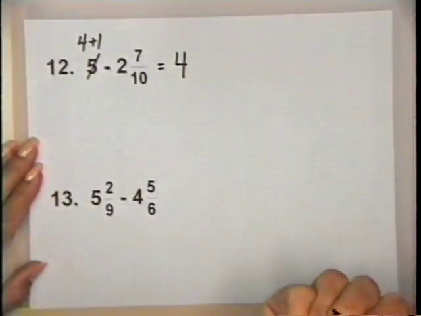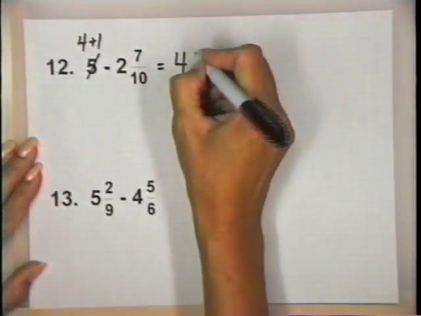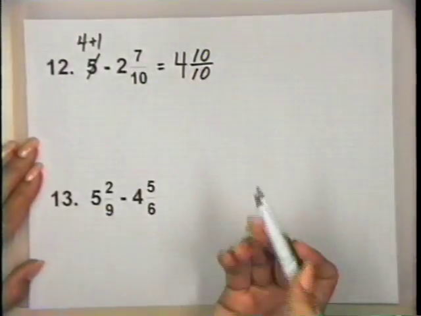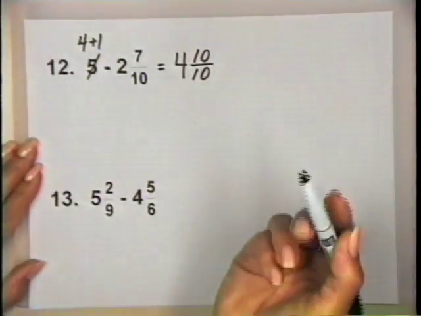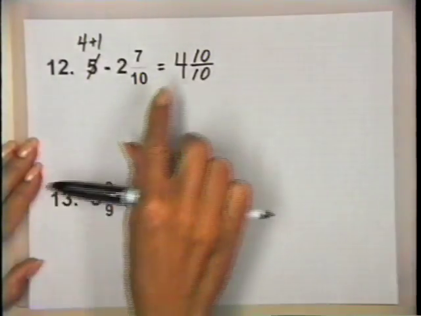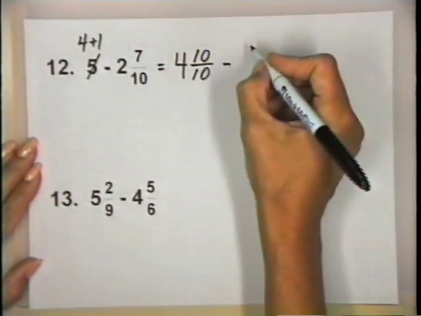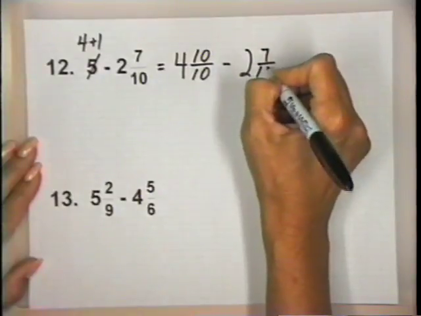And how do we need to write this 1? Since this denominator is a 10, we want to write that 1 that we borrowed as 10 tenths. 10 tenths is 1. 1 plus 4 gives us 5. So 4 and 10 tenths is equivalent to 5. We want to subtract from that 2 and 7 tenths.